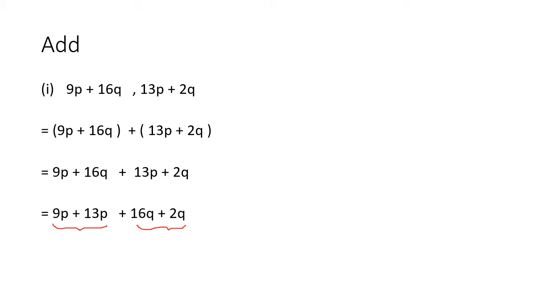So when we are adding, we just concentrate on the numbers. So 9 and 13, we are going to add these two numbers. So 9 and 13 is going to give me 22p. The variables remain as they are. So 9 plus 13 is 22 and the variable as it is. Similarly 16 plus 2 is 18 and the variable as it is. So this is how you add. Okay, let us see a few more examples so that it will help you to understand in detail.